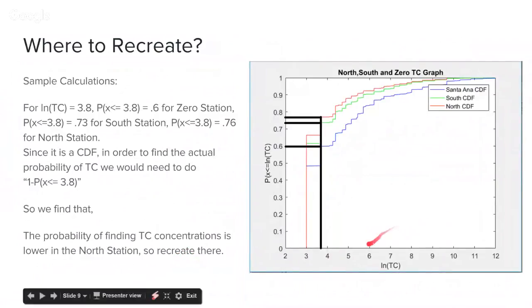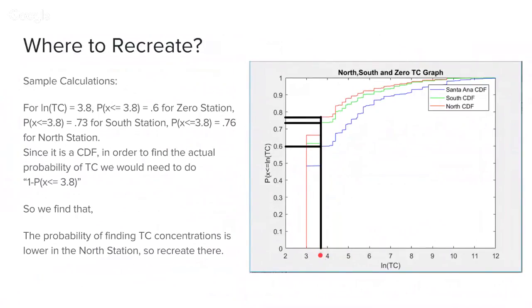So how we do this is we want to take a single concentration. Our sample calculation was to pick a concentration of 3.8. This is the LN of TC, so 3.8 right here. And we want to figure out what the probability is at that point. On the y-axis, we have the probability of the concentration being less than 3.8. For the Santa Ana River outlet, the probability is about 0.6 or 60% that the concentration is less than 3.8. If you look at the south, it's a little bit higher, and the north is actually the highest.